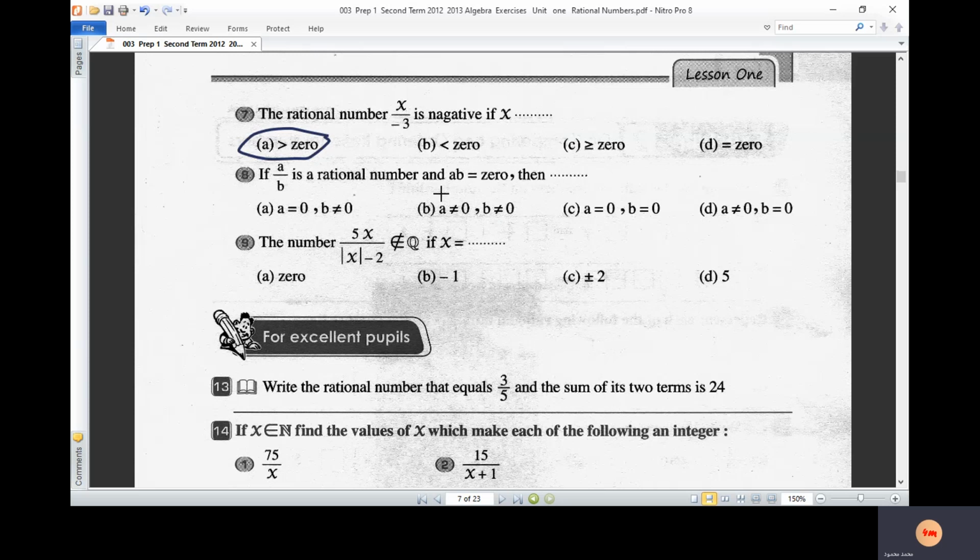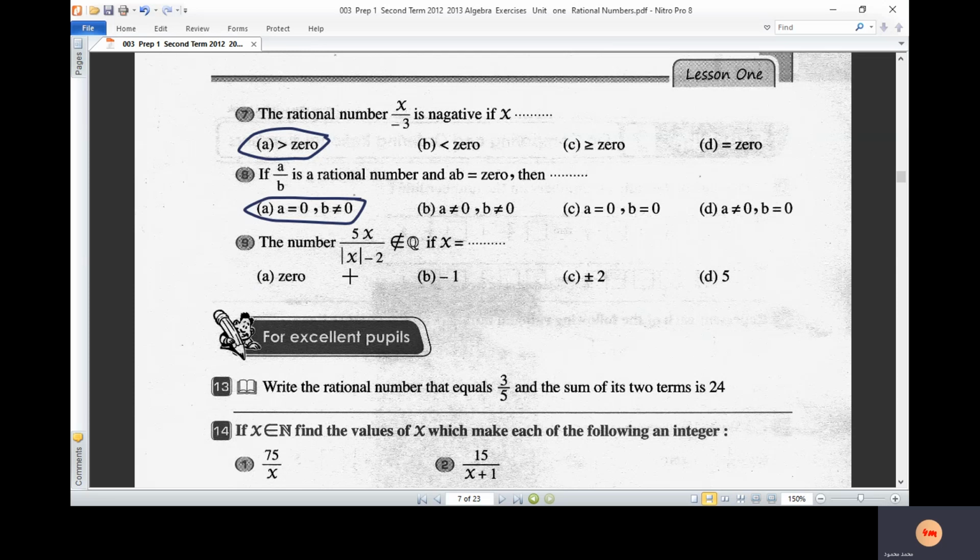A over B is a rational number. AB equals 0. AB means A multiplied by B. If a over b is a rational number, B not equal 0. So if you multiply A times B, you will get 0. So A should be 0. So the answer is this one: A equals 0 and B not equal 0.